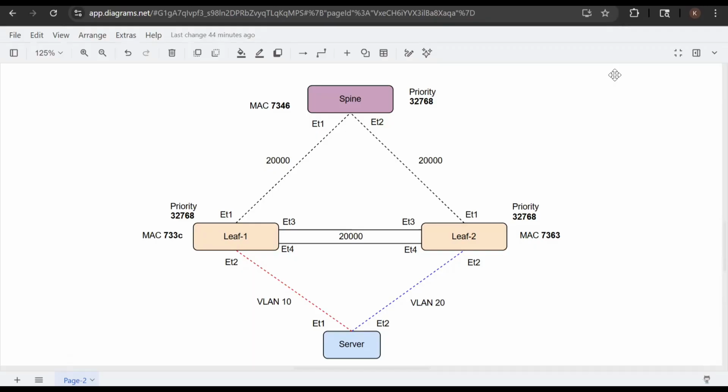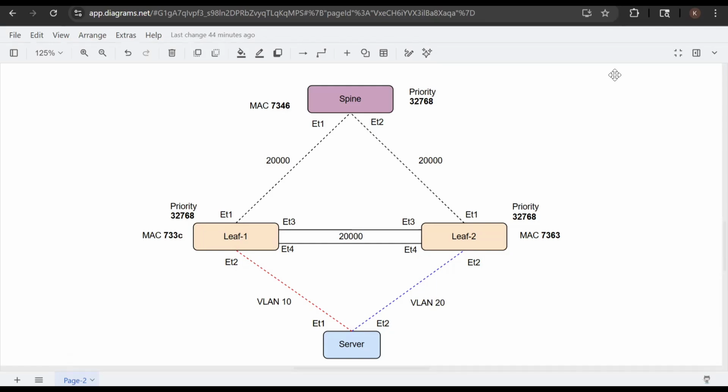Okay, so this is my lab setup. I have three switches, one spine and two leaves, and if you look at the priority, all the switches have the same default priority, and the MAC address is also. And I have a server dual-homed to both leaves, and I'm using different VLANs. This is not an actual server; it's an Arista EOS.